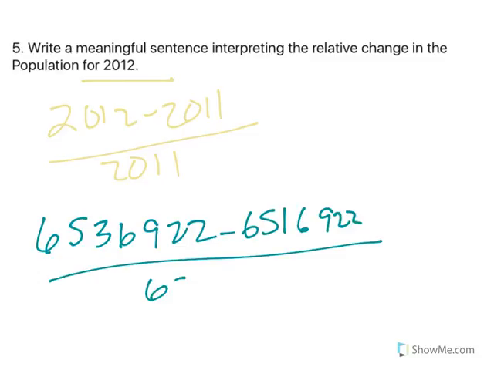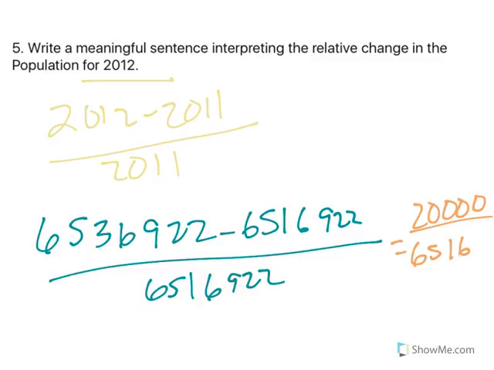6,516,922 divided by 6,516,922. Now, it should work out that my numerator is 20,000 because we knew that change. So when I divide, I get 0.3%. So my meaningful sentence is that from 2011 to 2012, there was a 0.3% increase in population in Indiana.